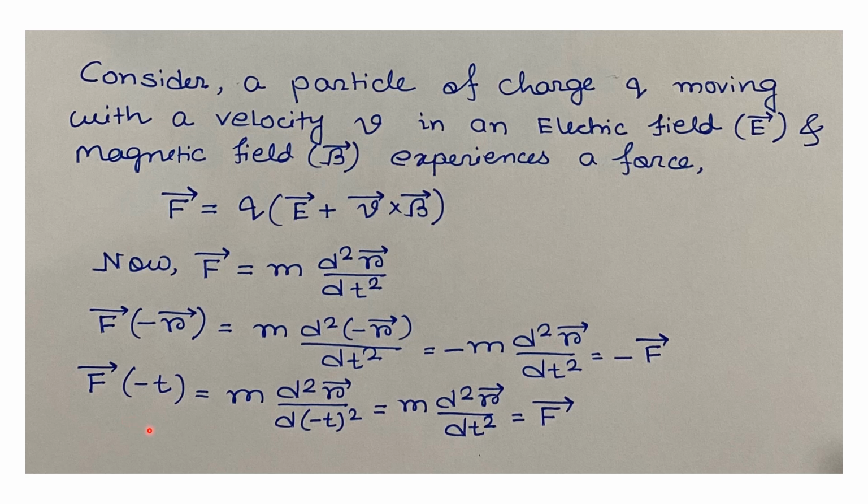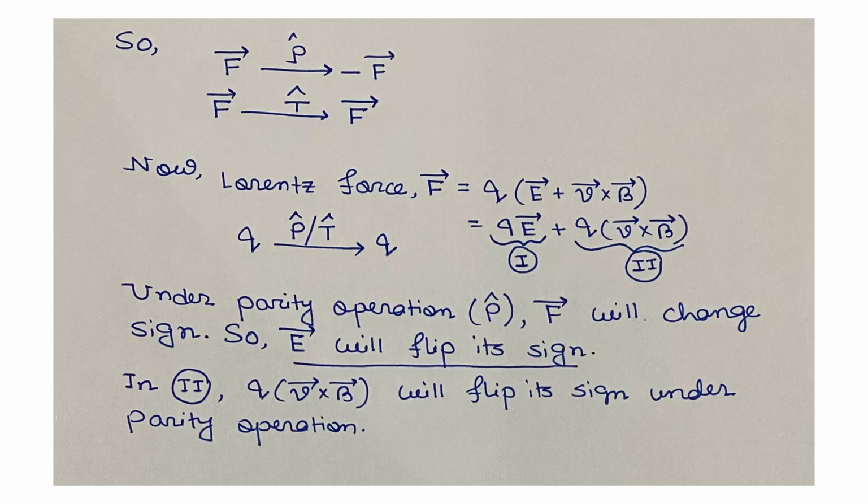Now if we replace the time by minus t, then the force vector will be m times d2r/d(minus t) square. So this will be m d2r/dt2, and that is the same as the force vector F vector. So what we have learned is, if we operate the parity operator on the force vector, the force vector will flip its sign under space inversion or reflection. So this will become minus of F. But under the time reversal operation, the force vector doesn't change its sign.